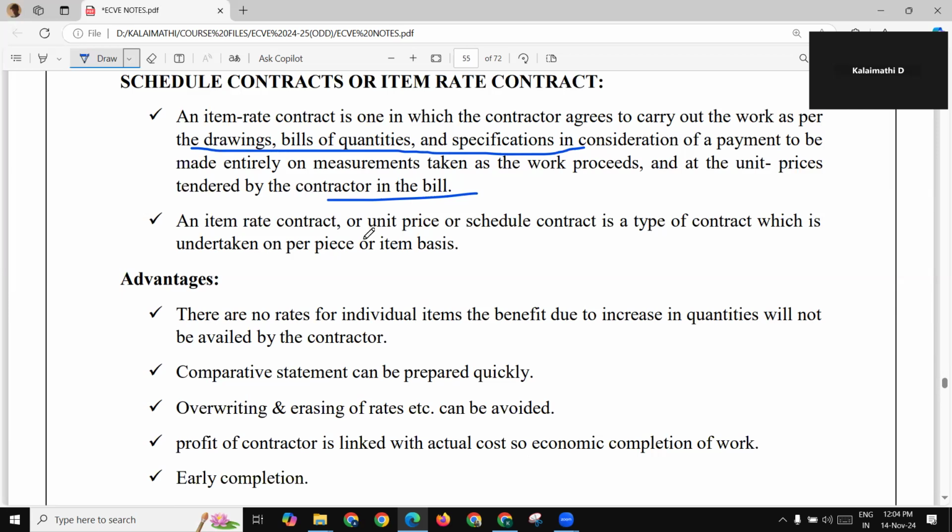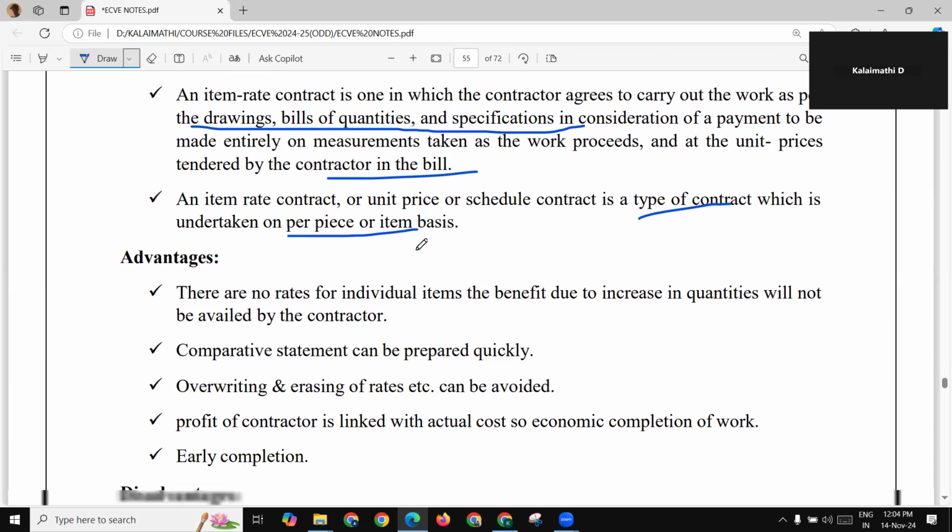So an item rate contract or unit price or schedule contract is a type of contract which is undertaken on per piece or item basis.